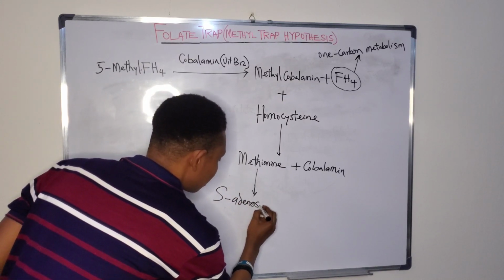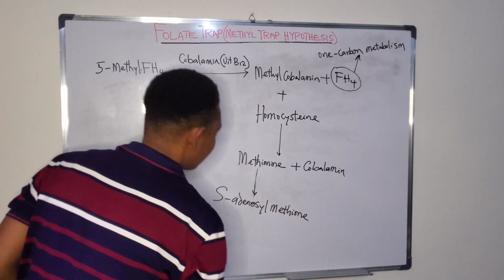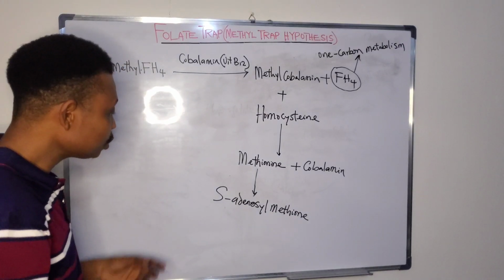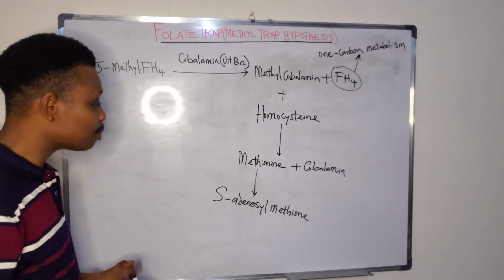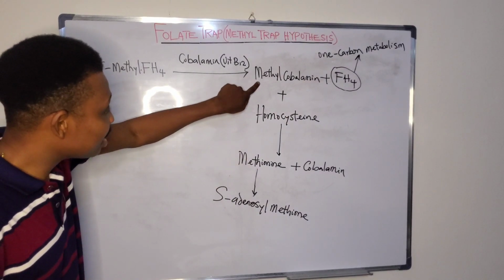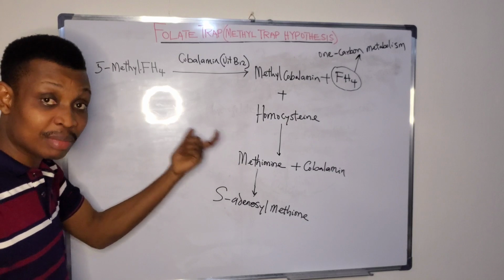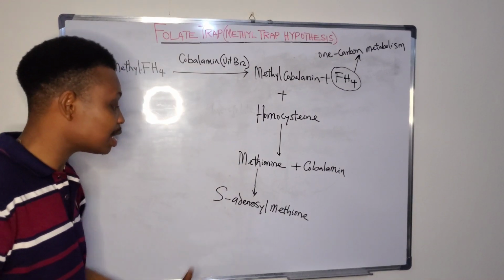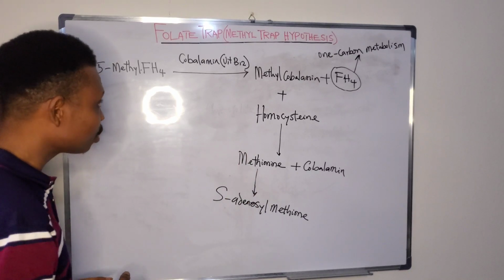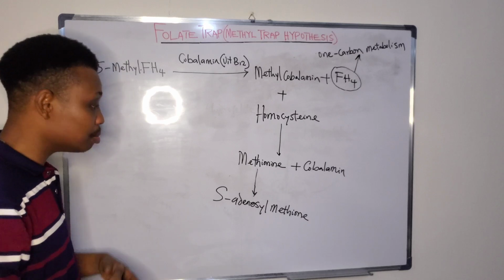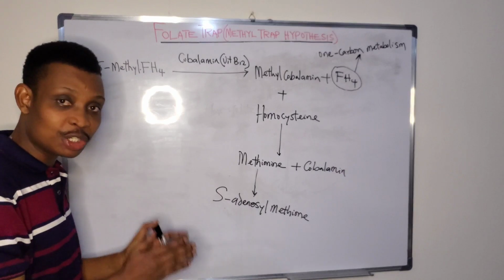Now, this methionine that is formed is a precursor to S-adenosyl methionine. S-adenosyl methionine also plays a role in donating methyl groups. Remember, this methyl group was transferred to this to form this, so it has a methyl group in it. What this molecule does is donate or transfer a methyl group to several molecules. The methyl group could be transferred to RNA, DNA, proteins, and so on. That is to say, it plays a role in methylation.